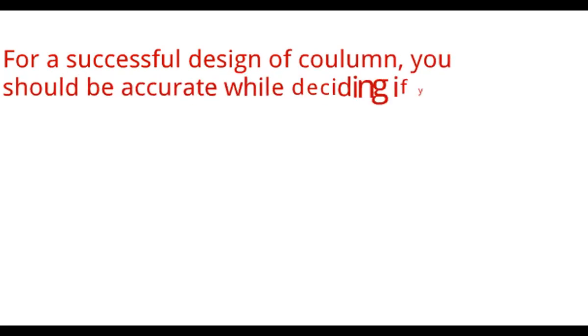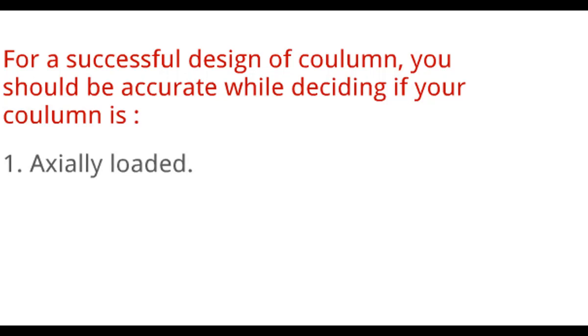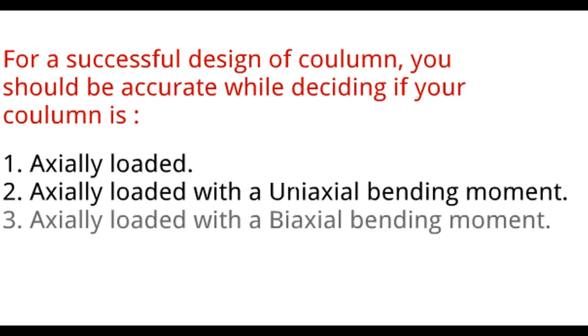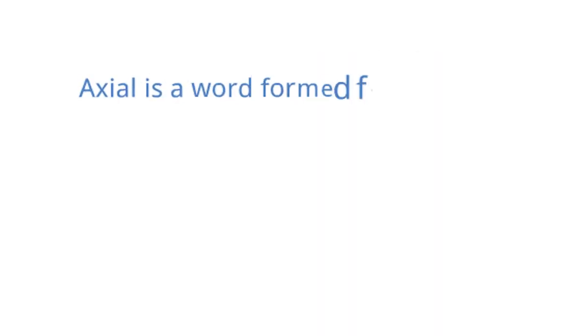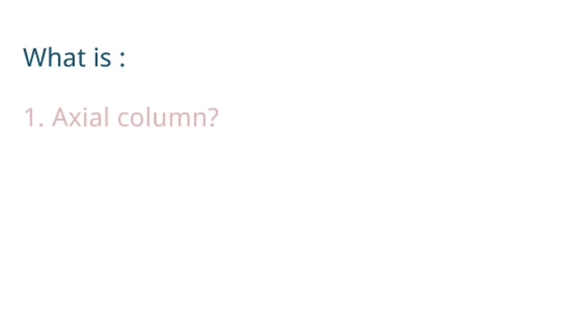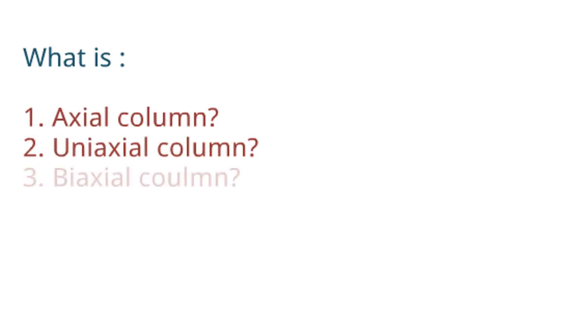For a successful design of a column, you should be accurate while deciding if your column is axially loaded, or if it is subjected to a uniaxial moment, or if it is subjected to a biaxial moment. The common word among these three classes is axial. Axial is derived from axis, and a column can only support a beam or a slab in just two axes, which is the x and the y axis. What is an axial, uniaxial, and biaxial column?